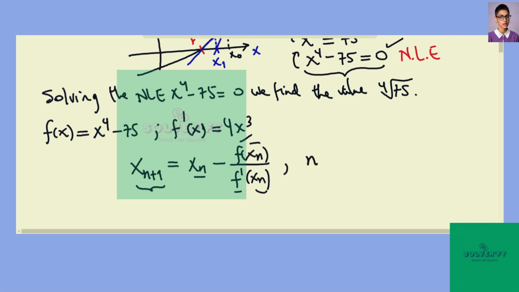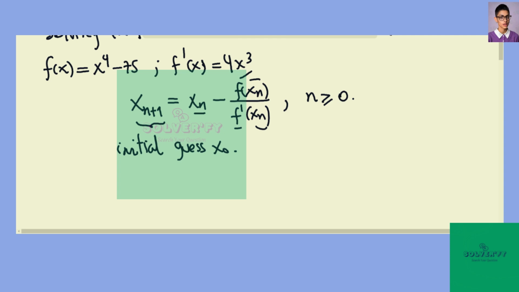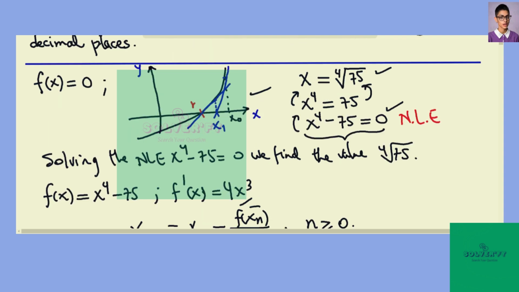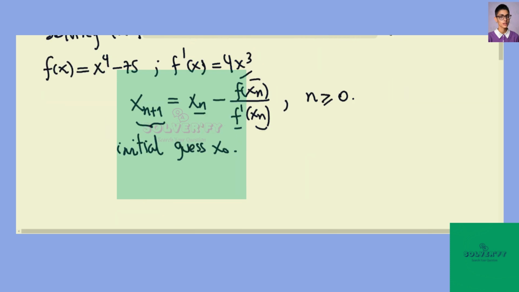And that for n greater than or equal to 0, it means we have to have an initial guess for the root. We can obtain that guess maybe by analyzing this equation or the function, or by having a graph of the function in some way.